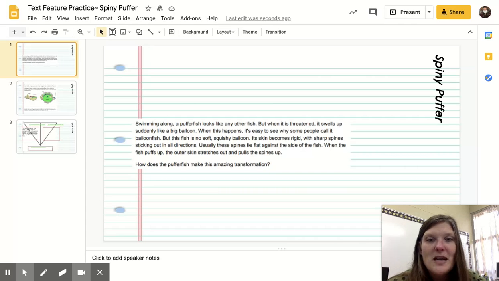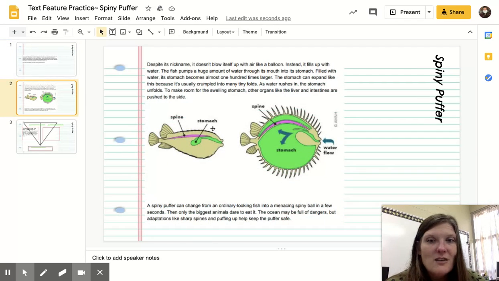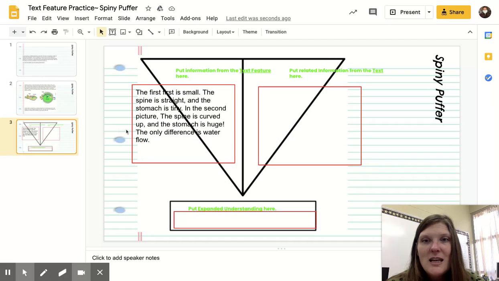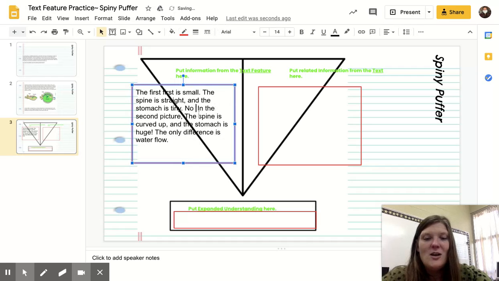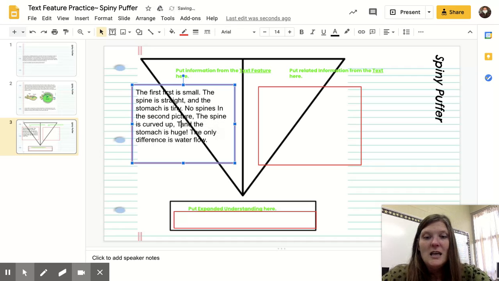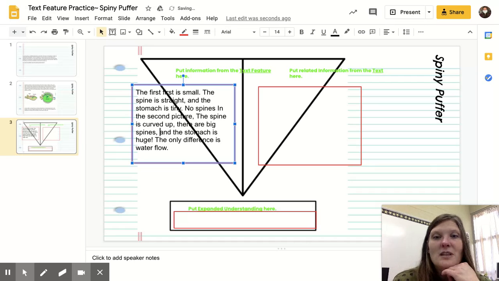Okay, how does the pufferfish make this amazing transformation? I'm going to go back and look at the picture real quick. All right, now look, in the first picture, no spines. In the second picture, the spines are all puffed up. I didn't even notice that. So I'm going to go in here and put that. That's the best thing about the computer, you can go in and add it. I'm going to say, no spines. And then in the second picture, the spine is curved up. And then there are big spines, and the stomach is huge. The only difference is water flow.